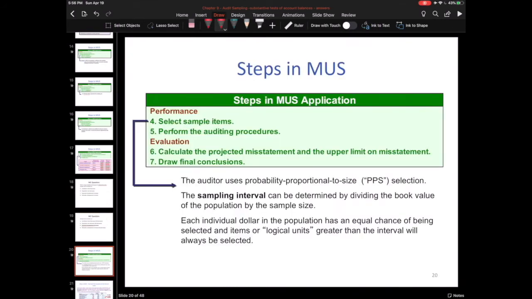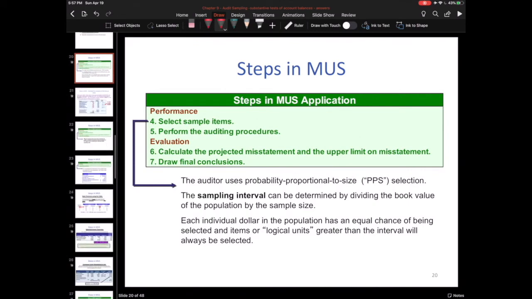So then we select our sample items. That is our next step. We select our sample items using probability proportional to size selection. We actually use a selection technique which very much looks like the systematic selection that we went through in Chapter 8. If you recall, when we did the systematic selection, we had a series of steps. The very first step was calculating the sampling interval by dividing the book value of the population by the sample size.